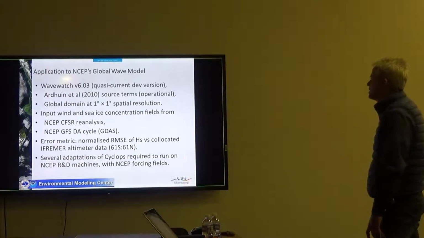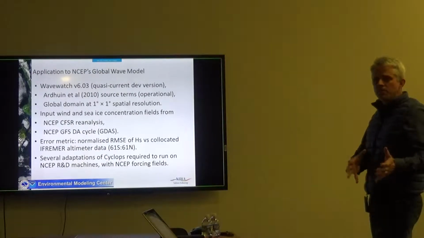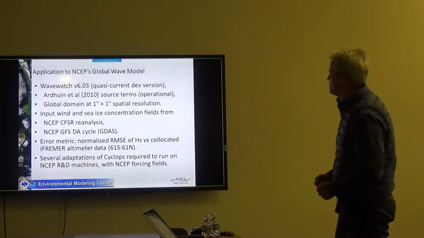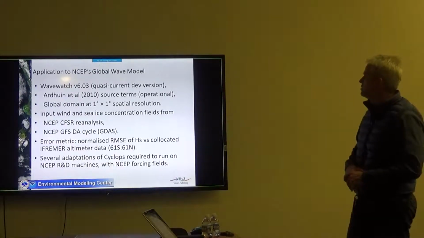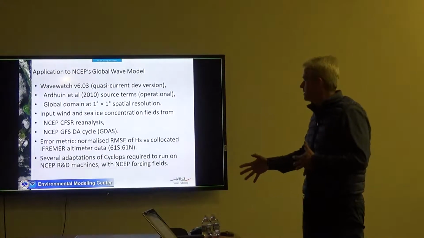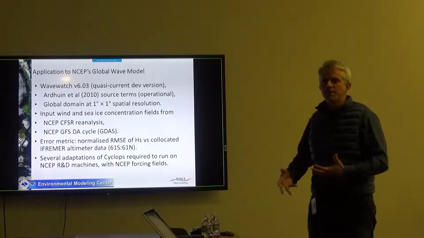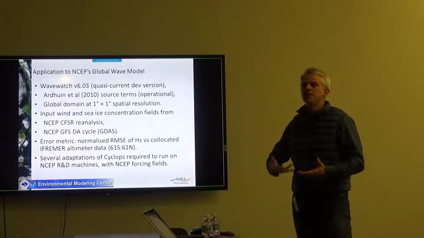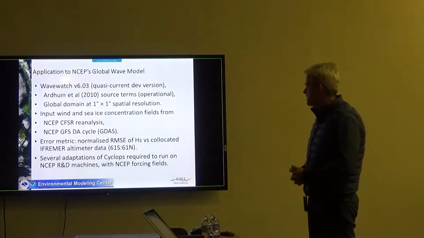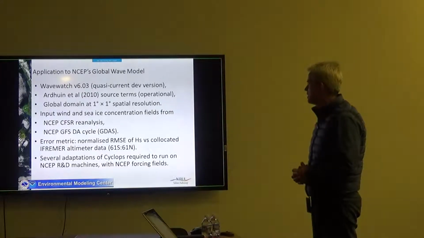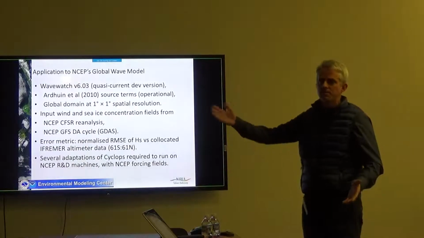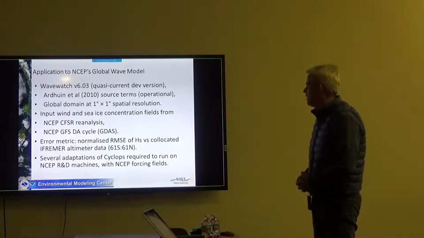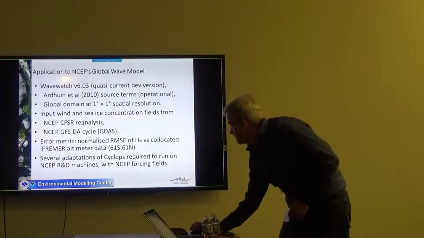But then I changed from the ERA-Interim wind forcings that Richard used to our 2 major wind field sources that we have at NCEP, the CFSR analysis and the GFS. I use the GDAS cycle because we're running hindcasts here. The metric is the same as Richard had, so I use the average RMS error collocated relative to the altimeter data between 61 south and 61 north. So I did all these several adaptations, and here's what I got.